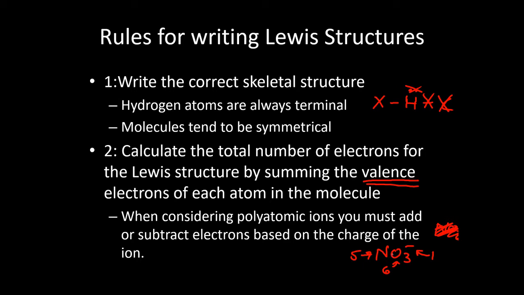If we had something like this, on the other hand, which I think we'll actually see in just a minute, that positive charge tells us that we're going to subtract an electron. So we would have 5 for the nitrogen, 1 for each of those hydrogens, and then we would have 1 taken away because of that positive charge. It's lost an electron.